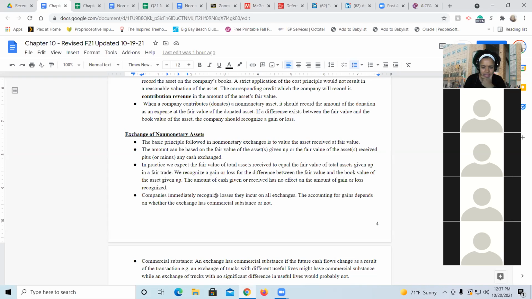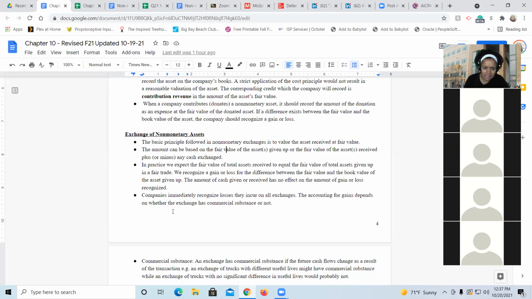Companies immediately recognize losses they incur on all exchanges. So if there's a loss, you're going to debit loss on exchange, and it will be recognized regardless of, and this is where this word comes up, regardless of whether there's commercial substance to the transaction or not. And I'll tell you what commercial substance is in a minute.